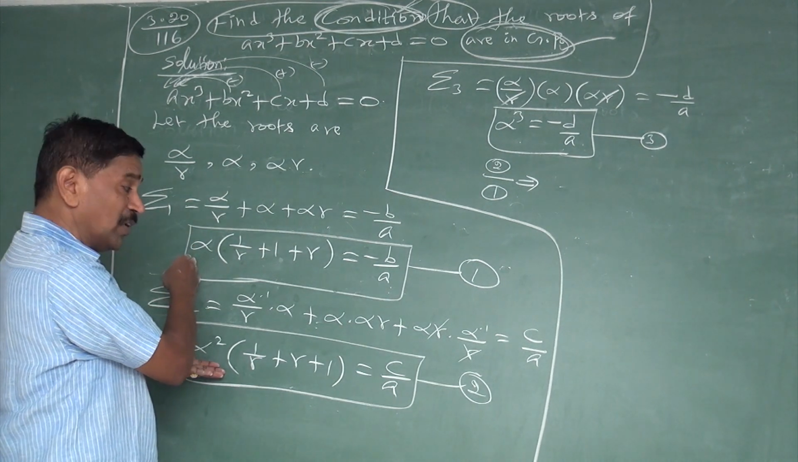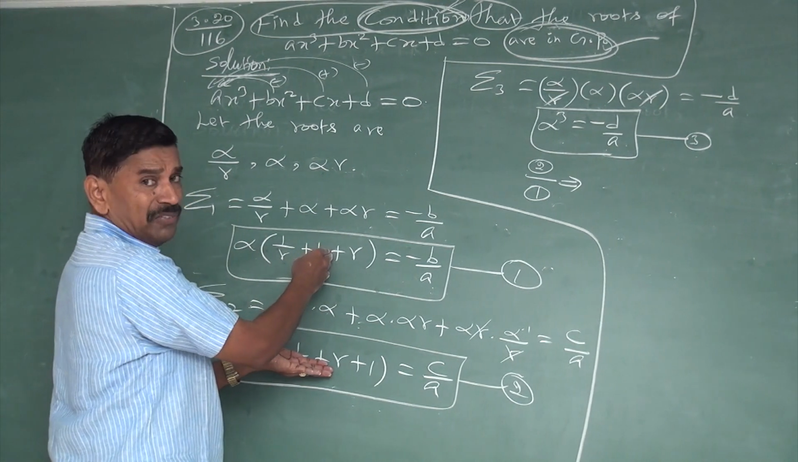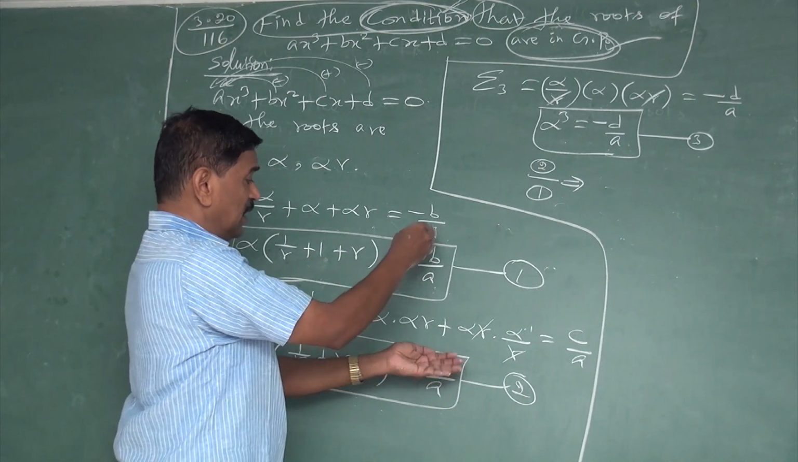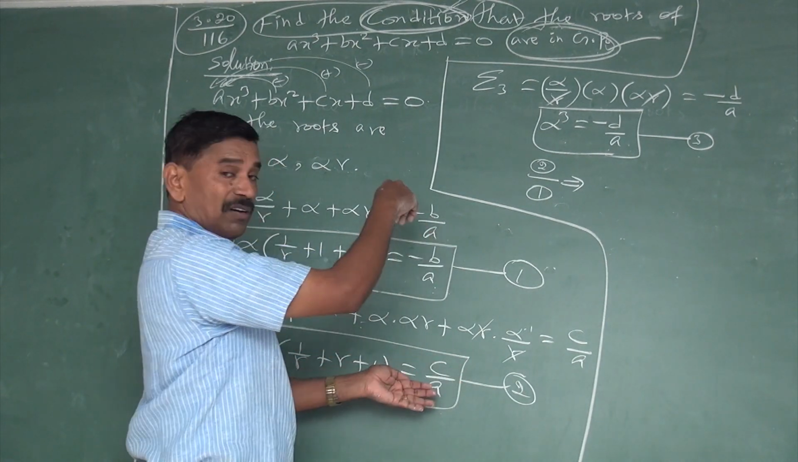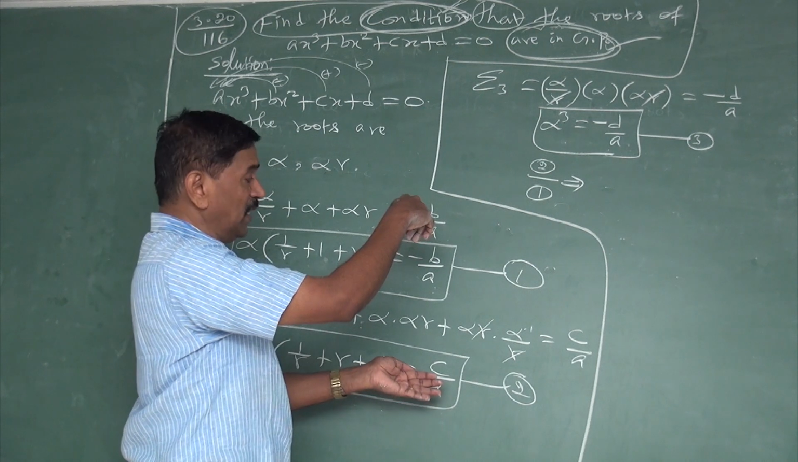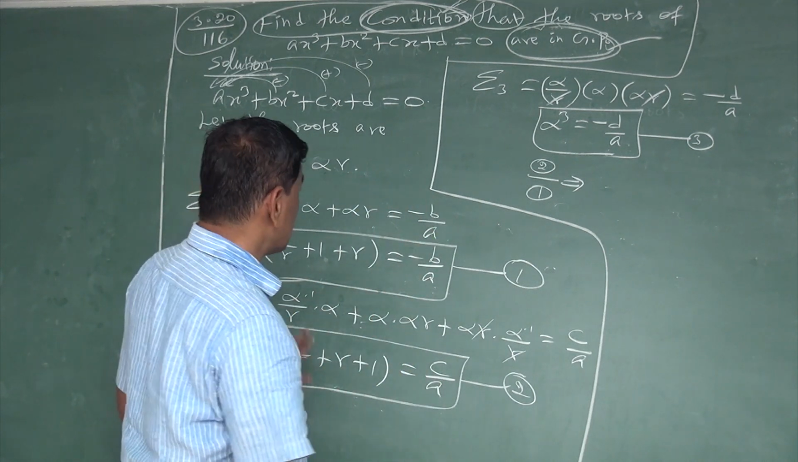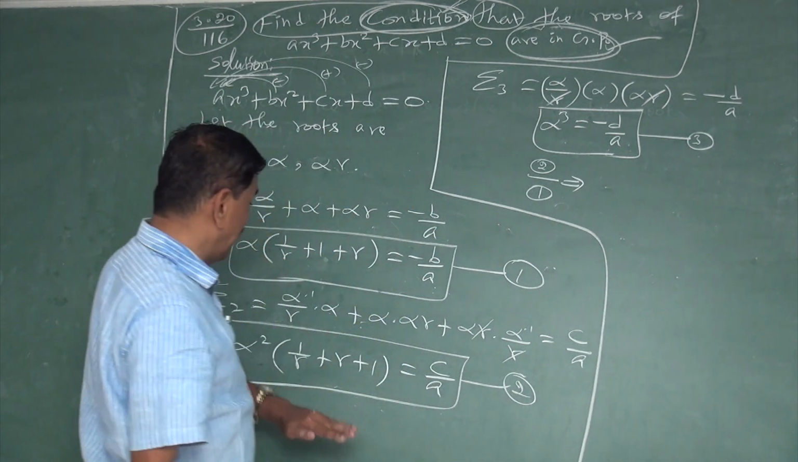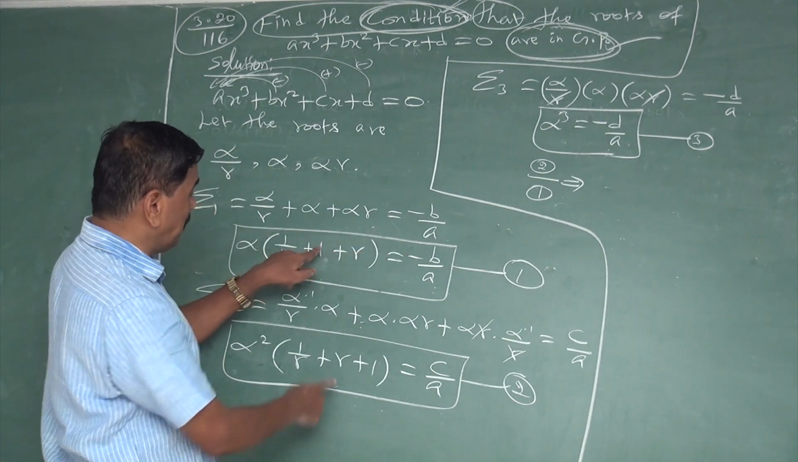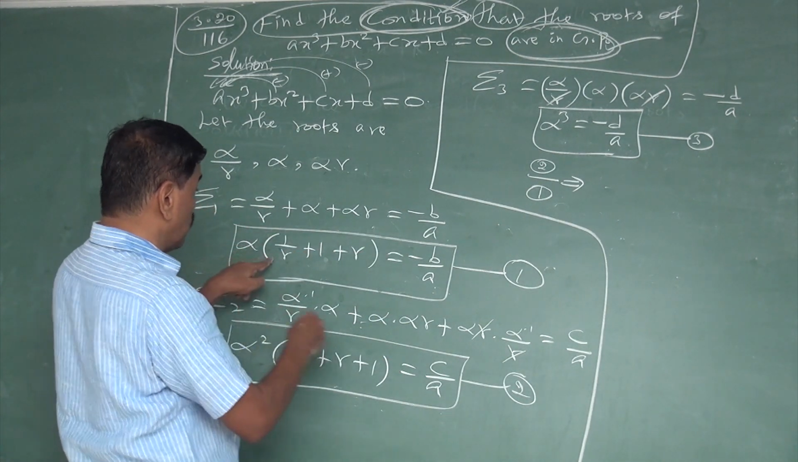Brackets cancel. Why not? We can write directly. Here, second equation divided by first equation: what is the answer? C by A divided by minus B by A. So write it directly. While dividing the second equation by the first equation, brackets cancel, and alpha square by alpha is equal to alpha.